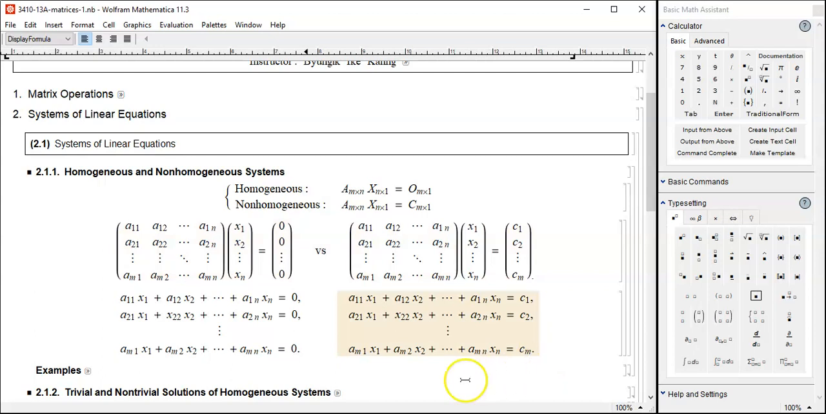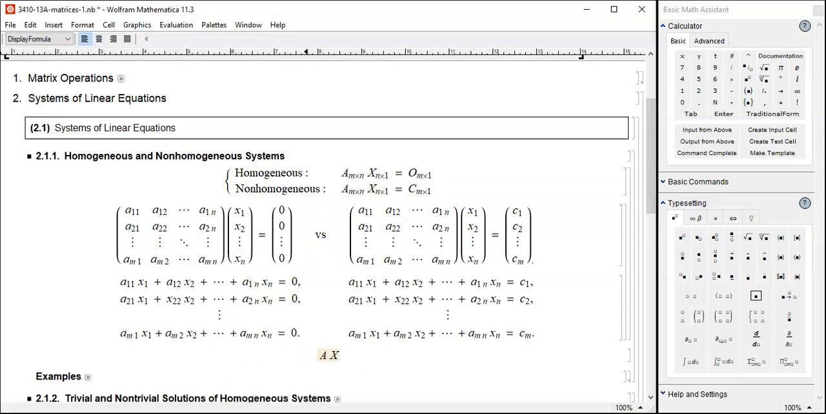So what does that mean? This system of linear equations and this matrix expression are the same. And naming this matrix as A, this as X, and that as C, we can write this entire system in a single line like this. A times X is equal to C. And for the homogeneous case, instead of C, we are going to get 0. Basically, it's this. A times X is equal to 0, or A times X is equal to C.